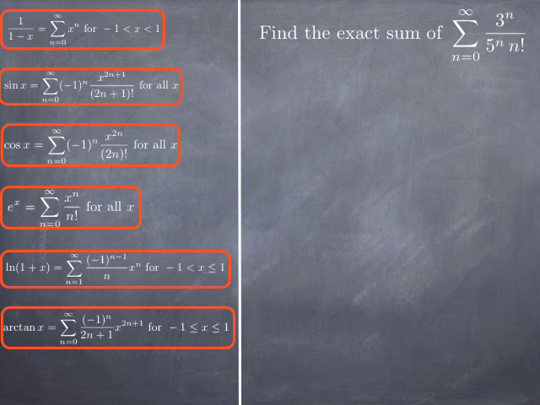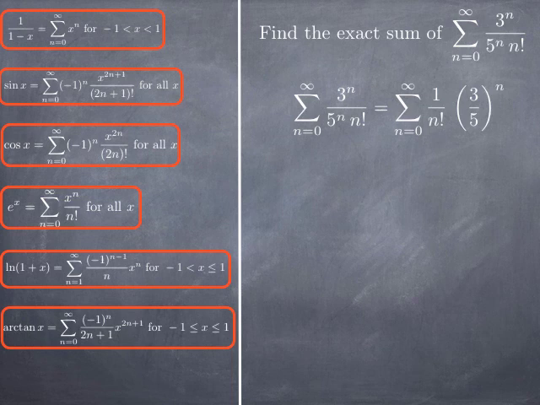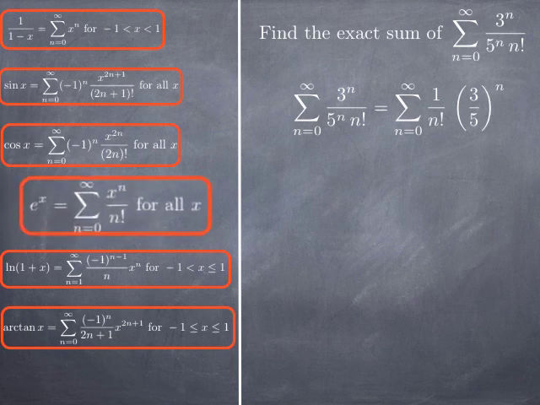the n factorial, if we rewrite the 3 to the n over 5 to the n as 3/5 to the n, what we have is a series of 1 over n factorial multiplied by something to the n, and that should remind you of the power series representation of e to the x, which is the power series starting at 0 of general term x to the n over n factorial. So here what we have is exactly this when x is 3/5, and since the power series representation for the exponential is valid for all x, it is in particular for x equals 3/5, so this is nothing but the value of the exponential function at 3/5, e to the 3/5.